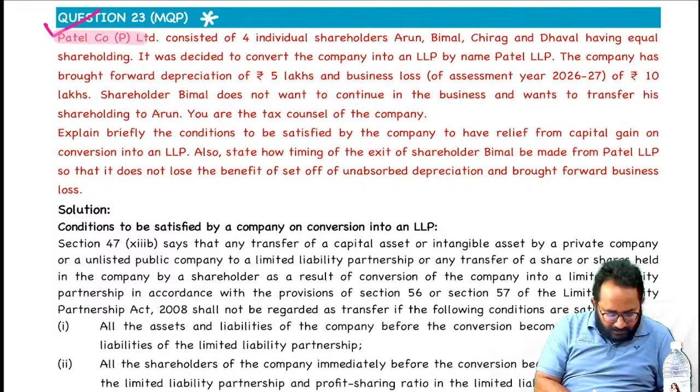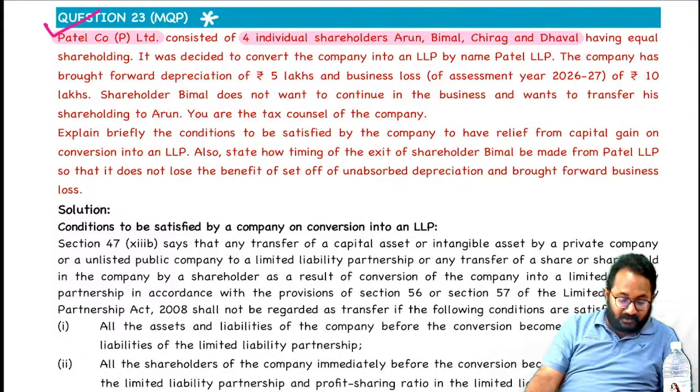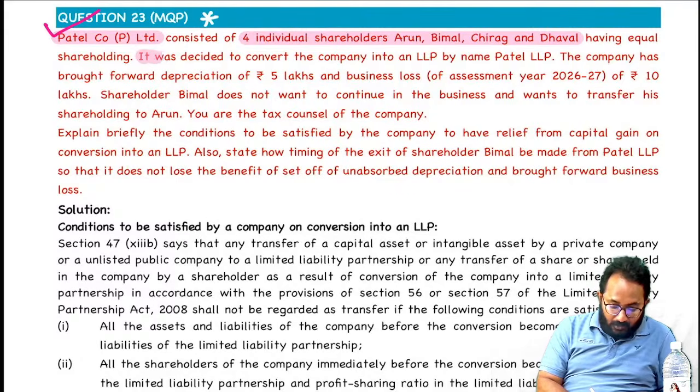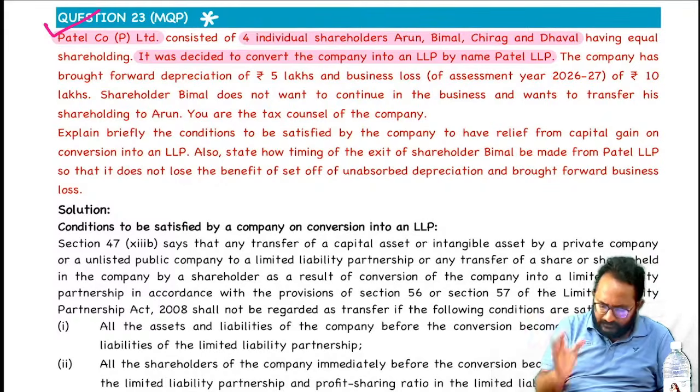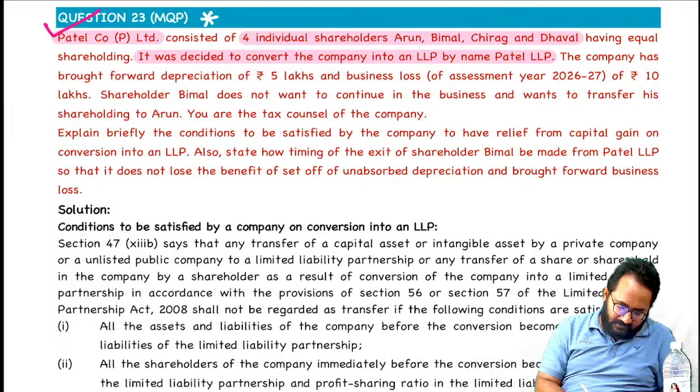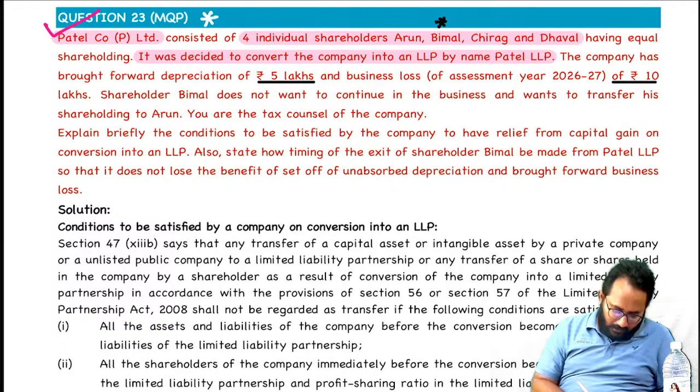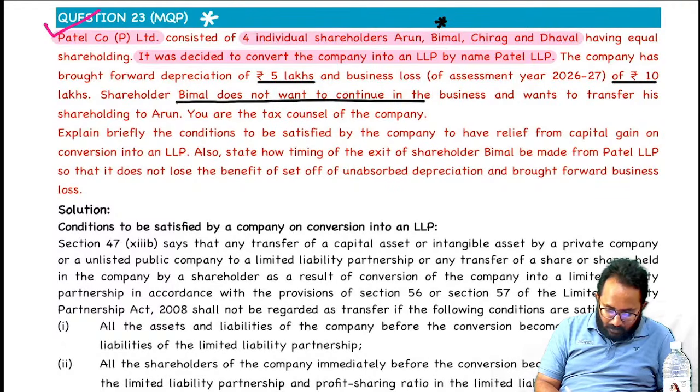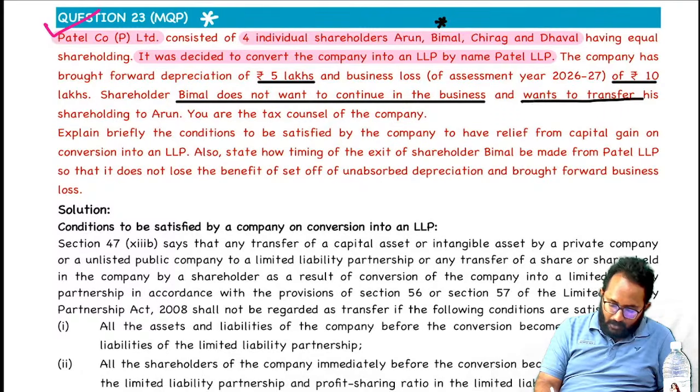Listen. Patel and Co Limited. How many shareholders? That means one company having 4 shareholders. They want to convert into what? LLP. So nothing but a private company wants to convert into LLP. Possible. How much depreciation is there? 5 lakh. How much loss is there? 10 lakh. Yes, sir. But Bimal is a negative character in this question. The Bimal, he does not want to continue in the business. He wants to transfer the shareholding to whom?